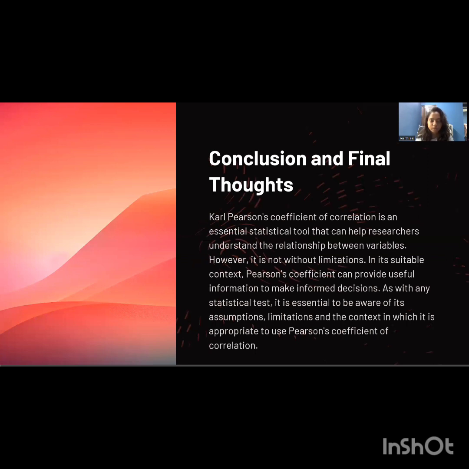Conclusion and final thoughts. Karl Pearson's coefficient of correlation is an essential statistical tool that can help researchers understand the relationship between variables. However, it is not without limitations. In suitable contexts, Karl Pearson's coefficient can provide useful information to make informed decisions. As with any statistical tool, it is essential to be aware of its assumptions, limitations, and the context in which it is appropriate to use Pearson's coefficient of correlation.